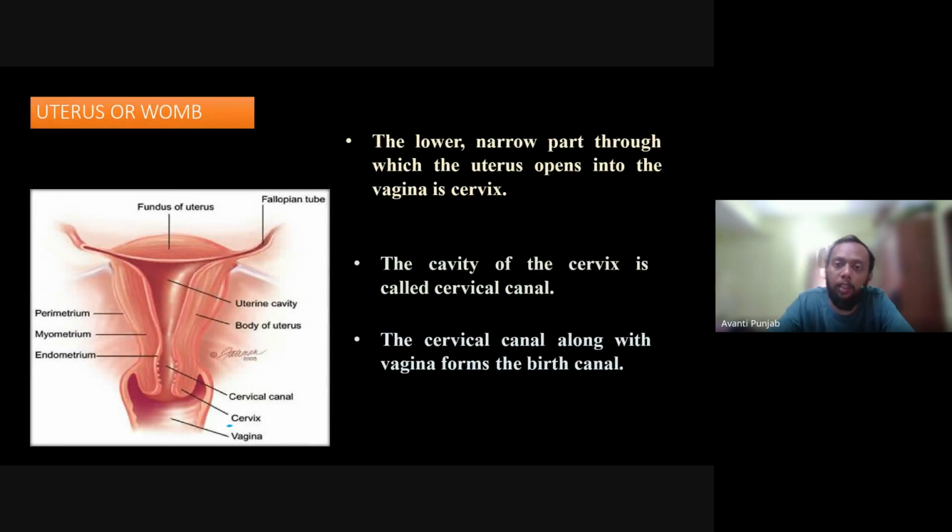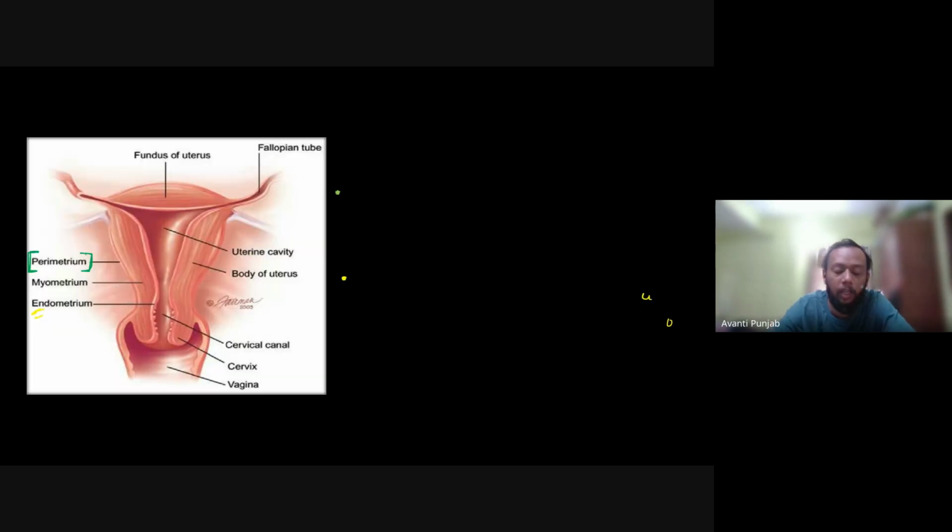So the lower and narrow part through which the uterus opens into the vagina is the cervix. So cervix आपका वो point है जहाँ से you will find it opens into the vagina. It is a small region from where the uterus will open into the vagina. The cavity of the cervix is called my cervical canal, and the cervical canal along with the vagina forms the birth canal. Okay, this is what you have to know and understand over here.